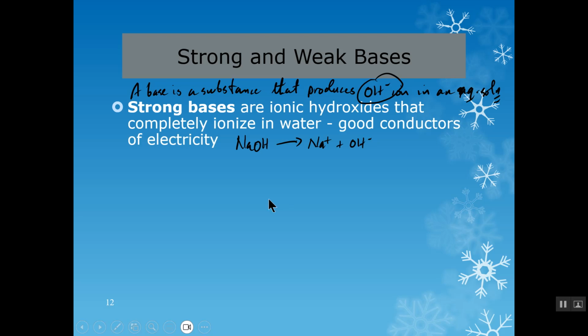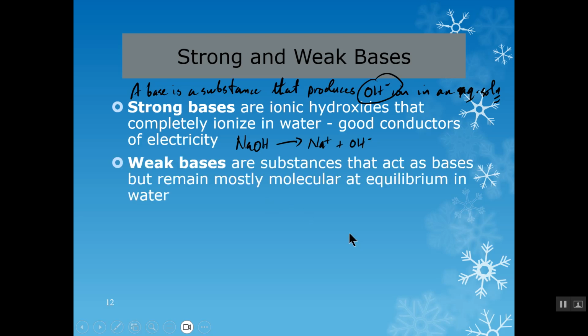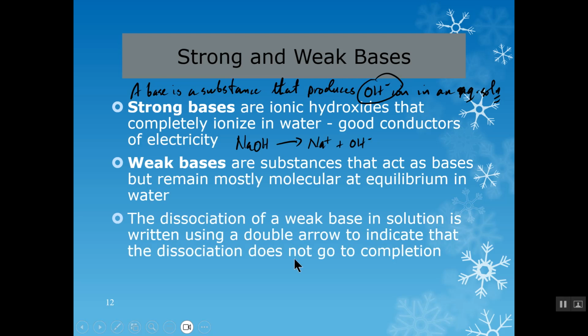On the other hand, weak bases, they undergo partial dissociation, right? And they tend to be molecular compounds. They tend not to be ionic. A good example of this would be ammonia, right? Ammonia is an example of a weak base.